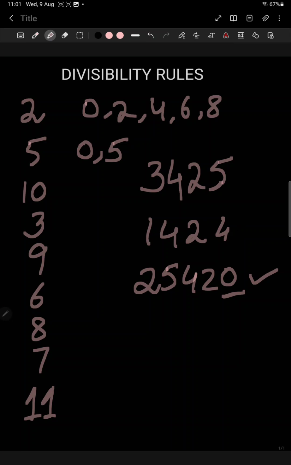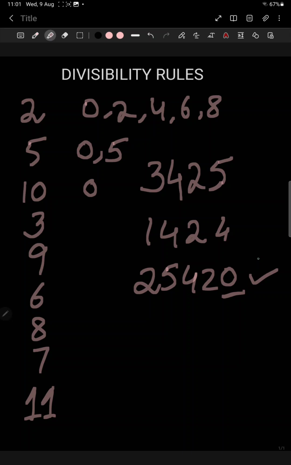1424 is not divisible by 10. 3425 is not divisible by 10. Because we will check the last digit. If the last digit is 0, it must be divisible by 10. So only the last number, 25,420, is divisible by 10. So the divisibility rule of 10 is that the last digit, the digit at the unit place, must be 0.